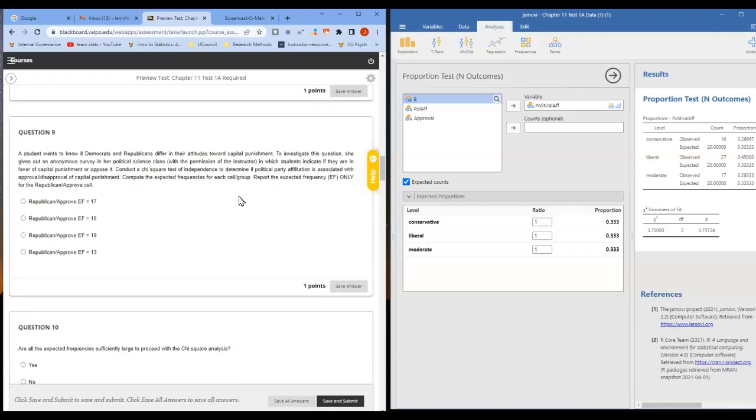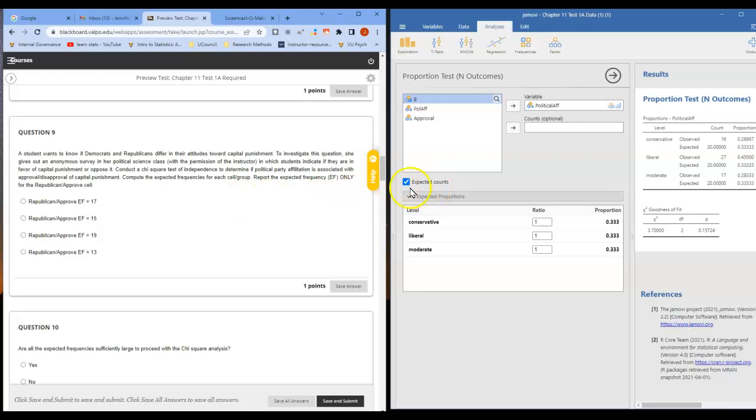All right, next, moving on, number 9. A student wants to know if Democrats and Republicans differ in their attitudes toward capital punishment. To investigate this question, she gives out an anonymous survey in her poli-sci class in which students indicate if they are in favor of capital punishment or oppose it. So you're going to, in this case, conduct a chi-square test of independence to determine if political party affiliation is associated with approval or disapproval of capital punishment.